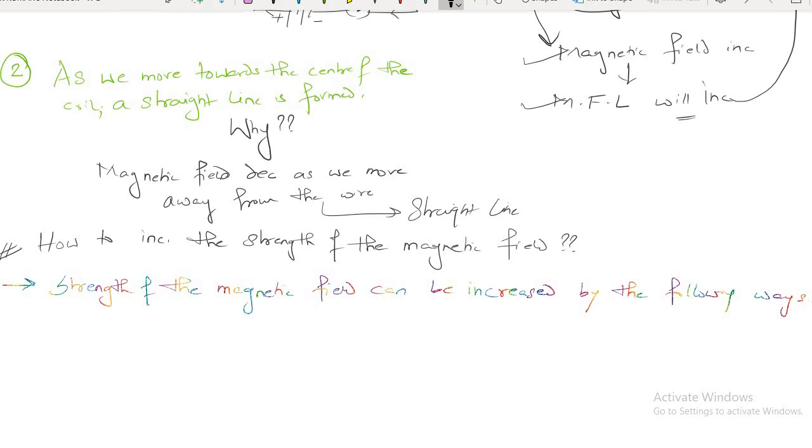So what are the following ways? Number one, you have said only. You have only said to me. What will be number one? By increasing the current. Very good. This is the first one you have said. Correct. Second one will be by decreasing the radius.